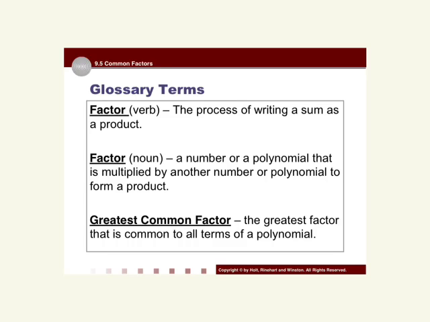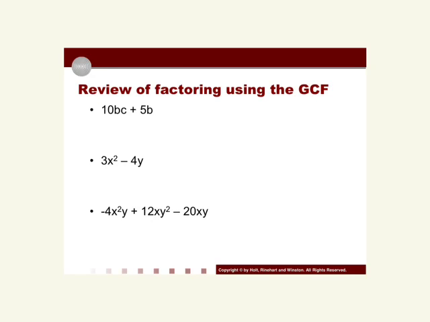And then also remember that greatest common factor is the greatest factor that is common to all terms of a polynomial. So we take a look at a couple of factoring by GCF here as just a review. In this first binomial, we look at the two terms, and we notice that each term has a common factor of 5 and also has a variable b. So my GCF is 5b.